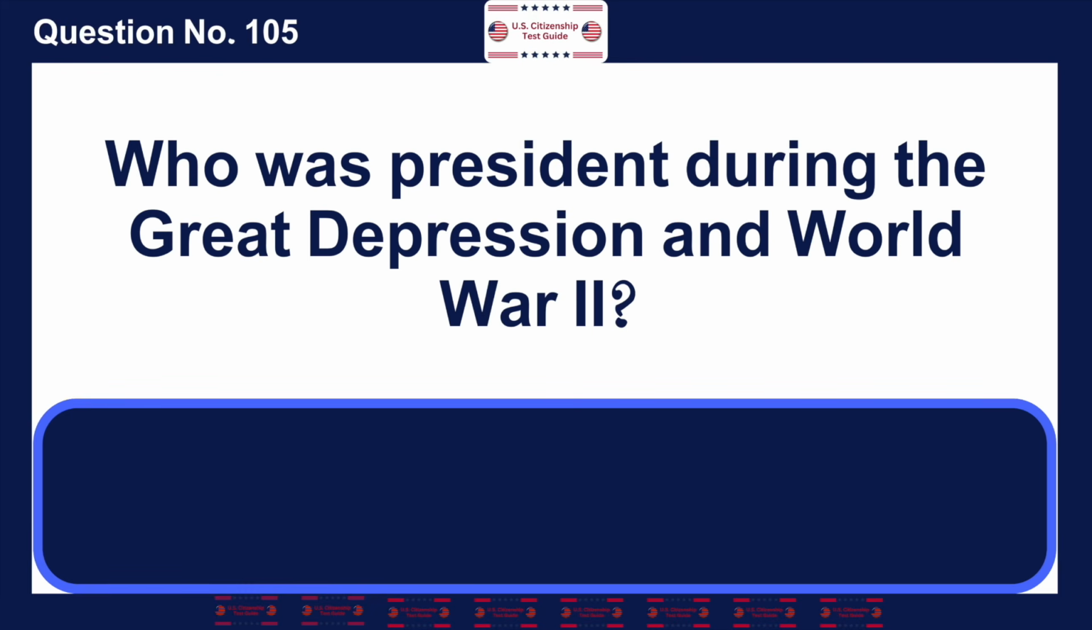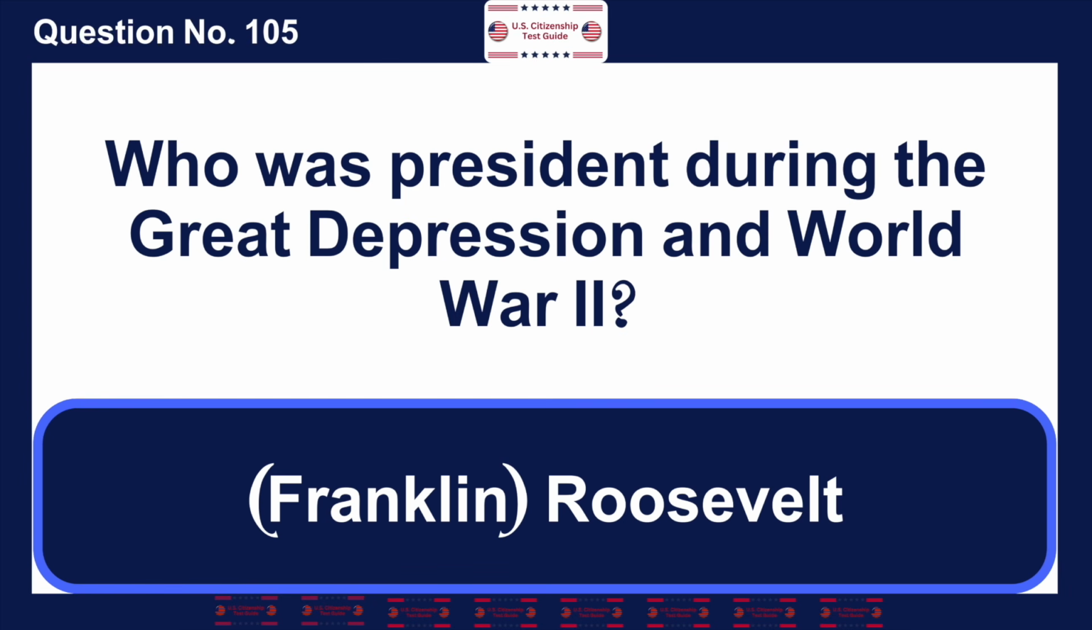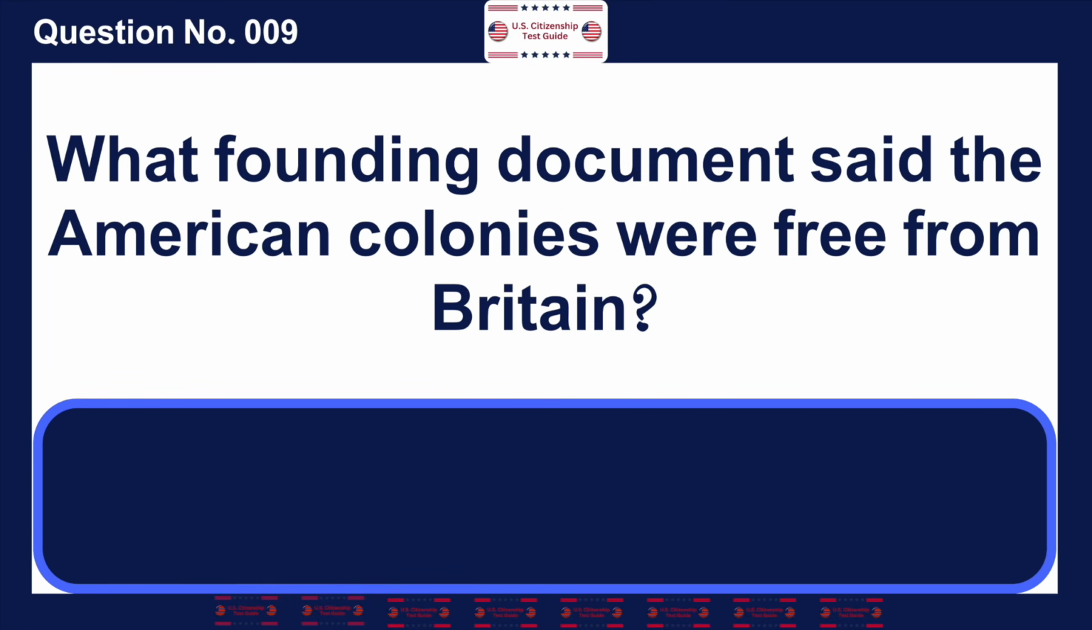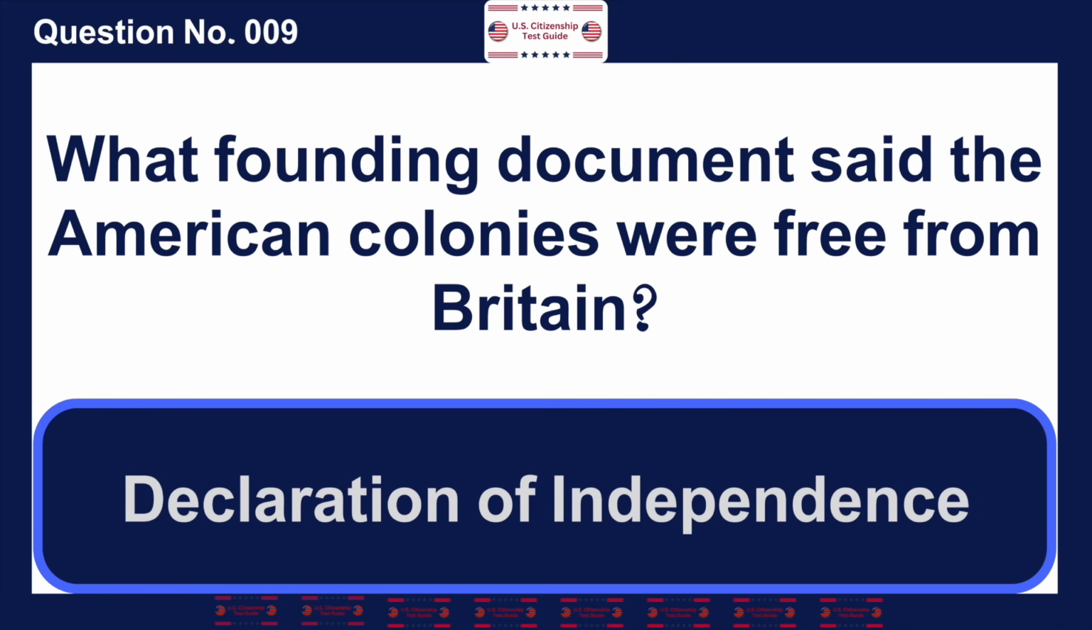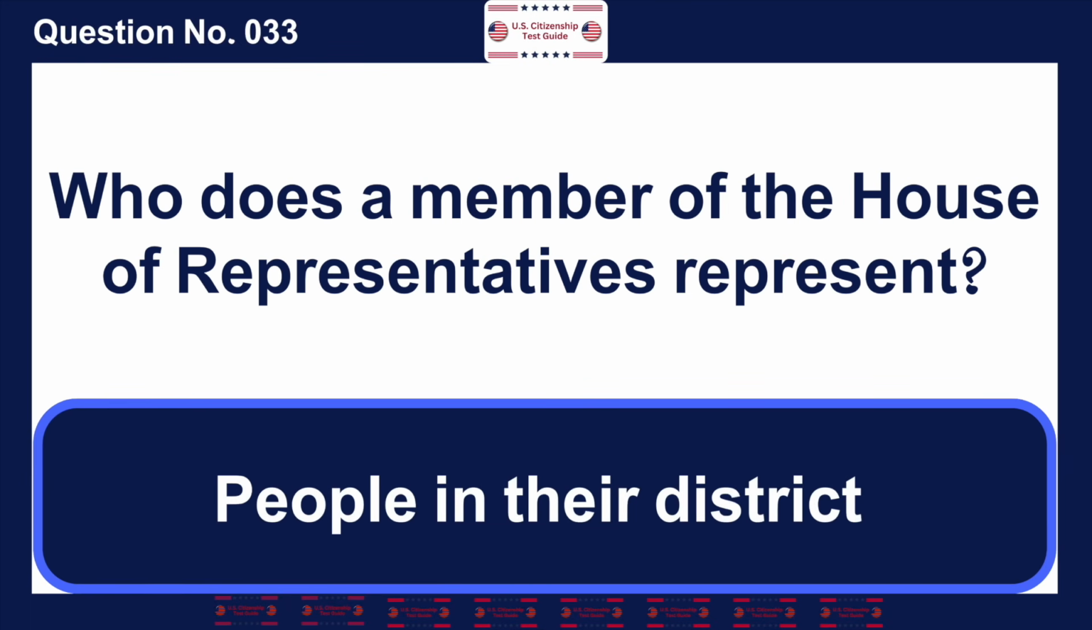Who was president during the Great Depression and World War II? Franklin Roosevelt. What founding document said the American colonies were free from Britain? Declaration of Independence. Who does a member of the House of Representatives represent? People in their district.